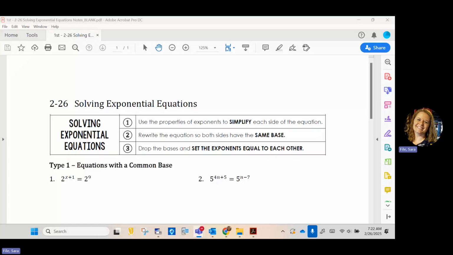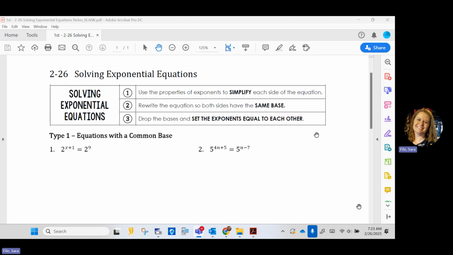I mentioned this is going to be part 1 of solving exponential equations. The past few days, the first 3 sets of notes over exponentials, we've focused on the graphs and identifying key features and describing the graphs, all that fun stuff, transformations. So now we're going to focus on the equations and solving the equations algebraically.